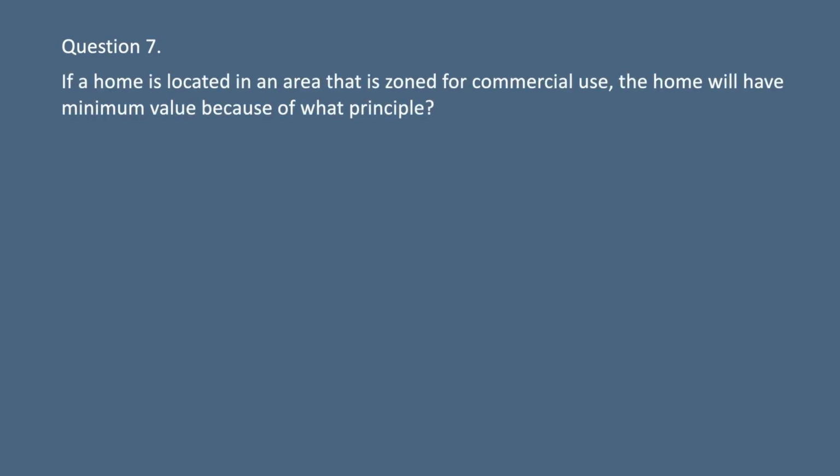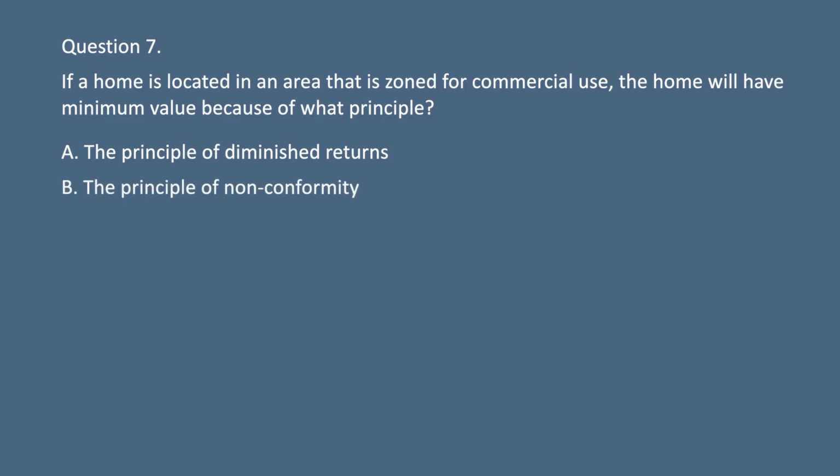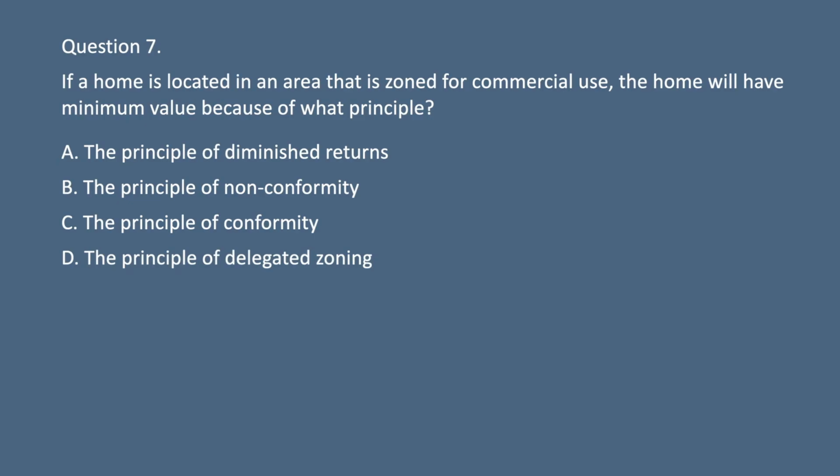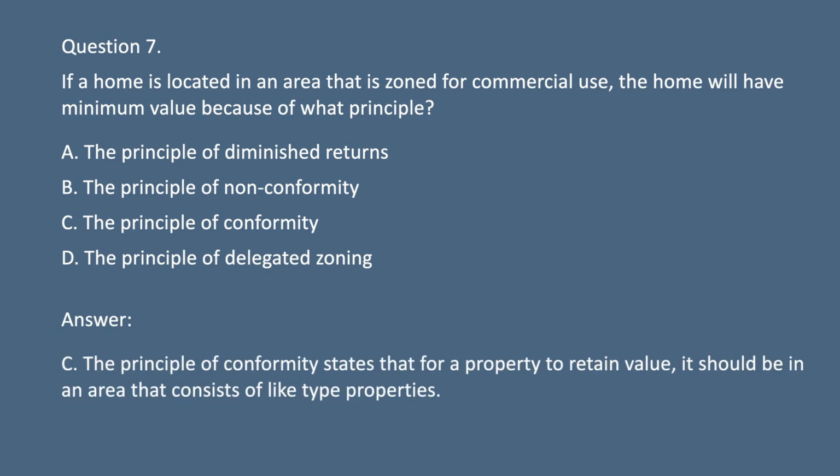Question 7. If a home is located in an area that is zoned for commercial use, the home will have minimum value because of what principle? A. The principle of diminished returns. B. The principle of nonconformity. C. The principle of conformity. D. The principle of delegated zoning. Answer. C. The principle of conformity states that for a property to retain value, it should be in an area that consists of like-type properties.